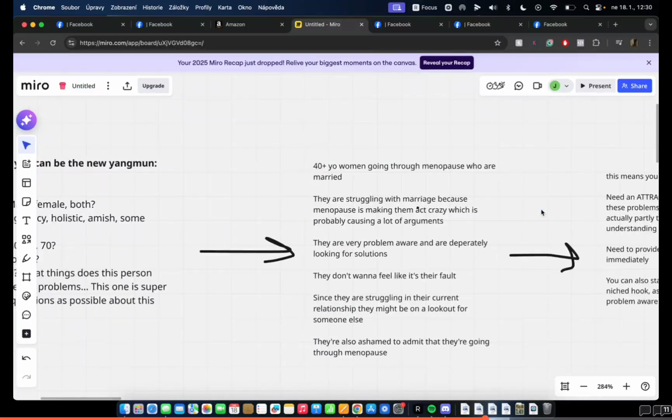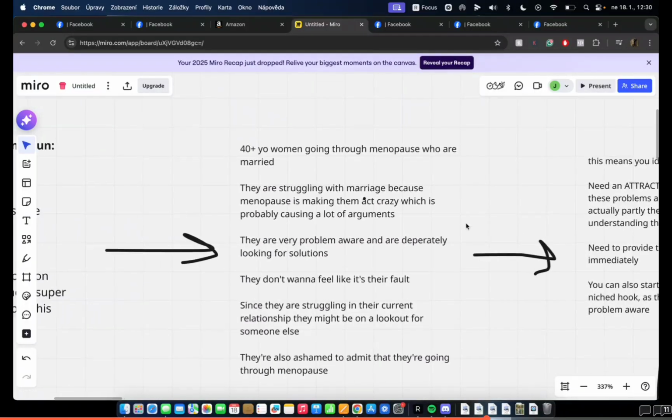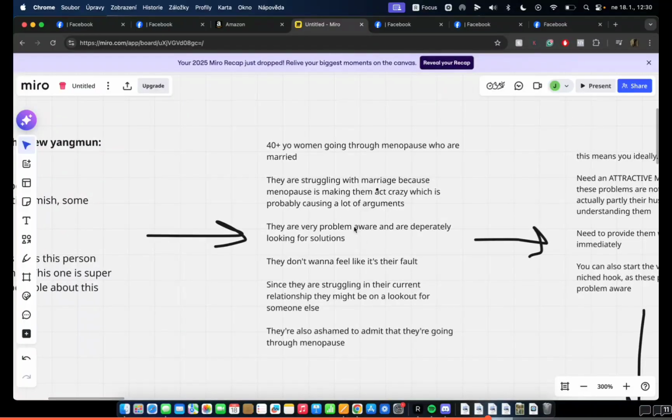So, it's making them act crazy because their hormones are going haywire, which is causing a lot of arguments. They are problem aware because they know this is an issue, that they are acting irrationally, and they are desperately looking for solutions, and they also don't want to feel like it's their fault. And since their current relationship is struggling, they might be on the lookout for someone else, which is, I would say, very obvious. If you look into the psychology a little more, it always happens. I don't want to make any assumptions, but it's just what it is. I'm just stating facts, so don't get pissed, please. And then they're also ashamed that they're going through menopause.